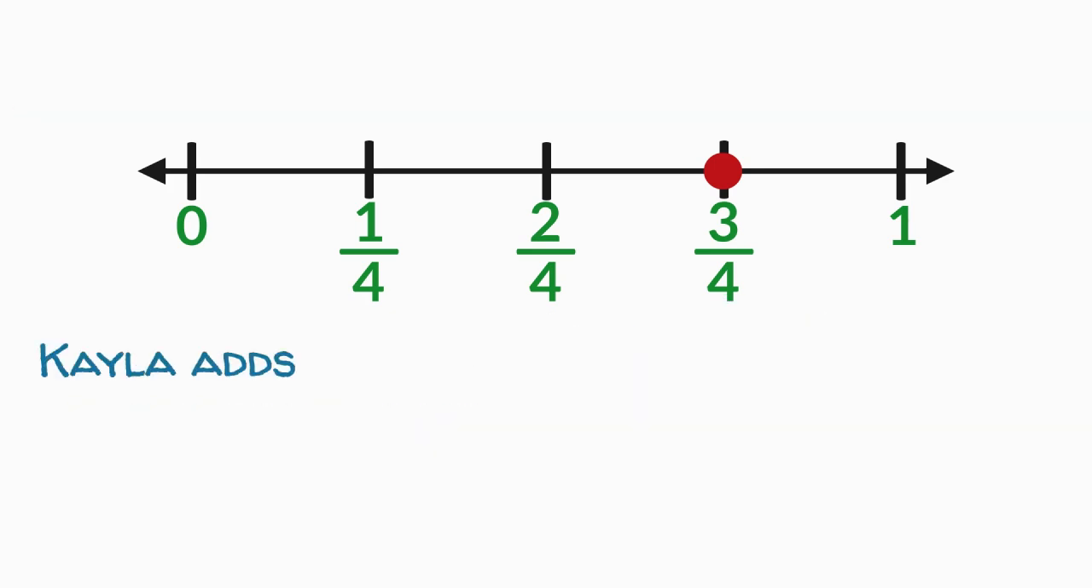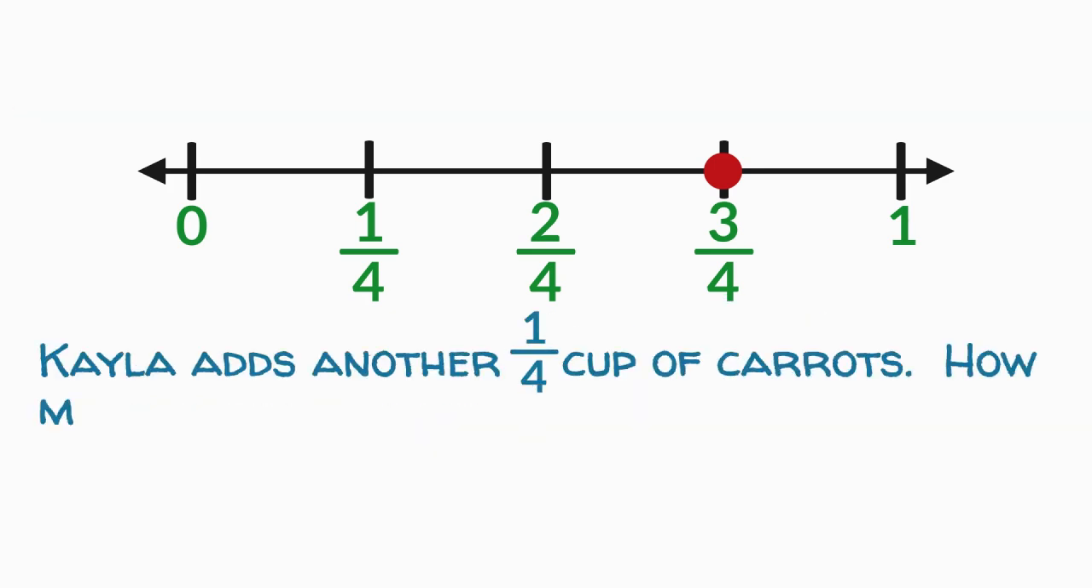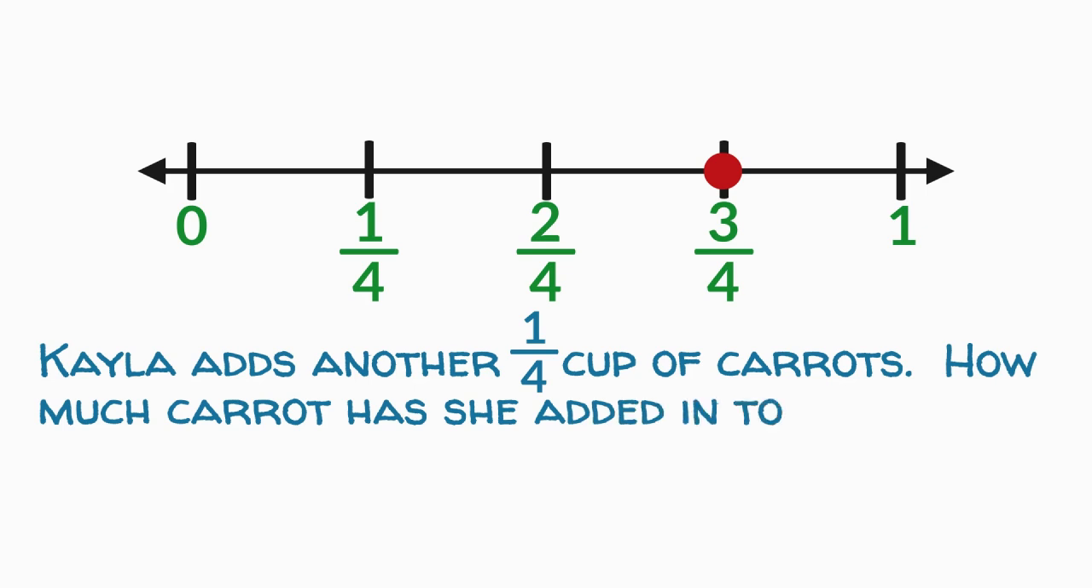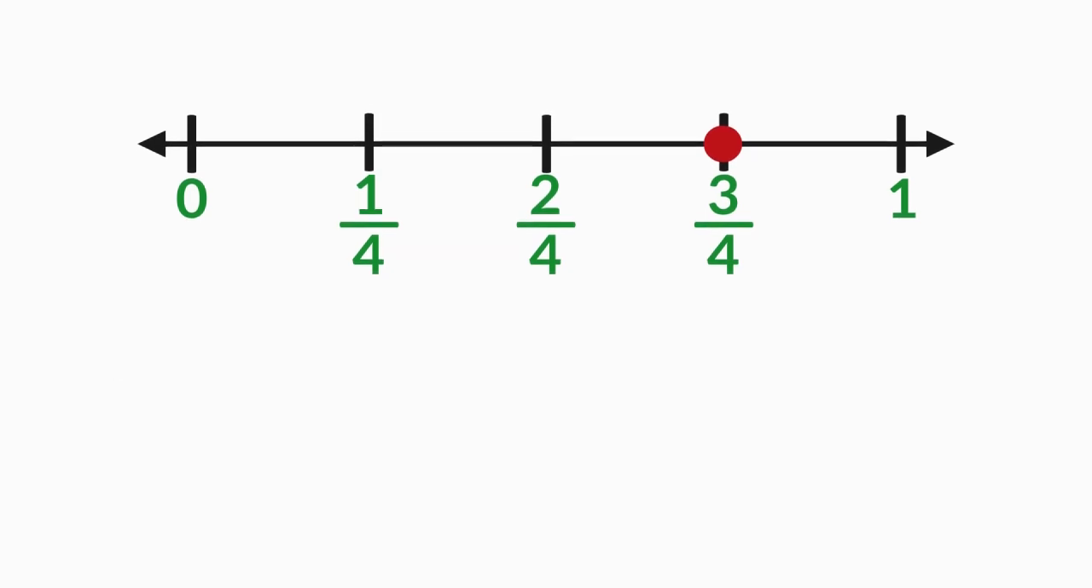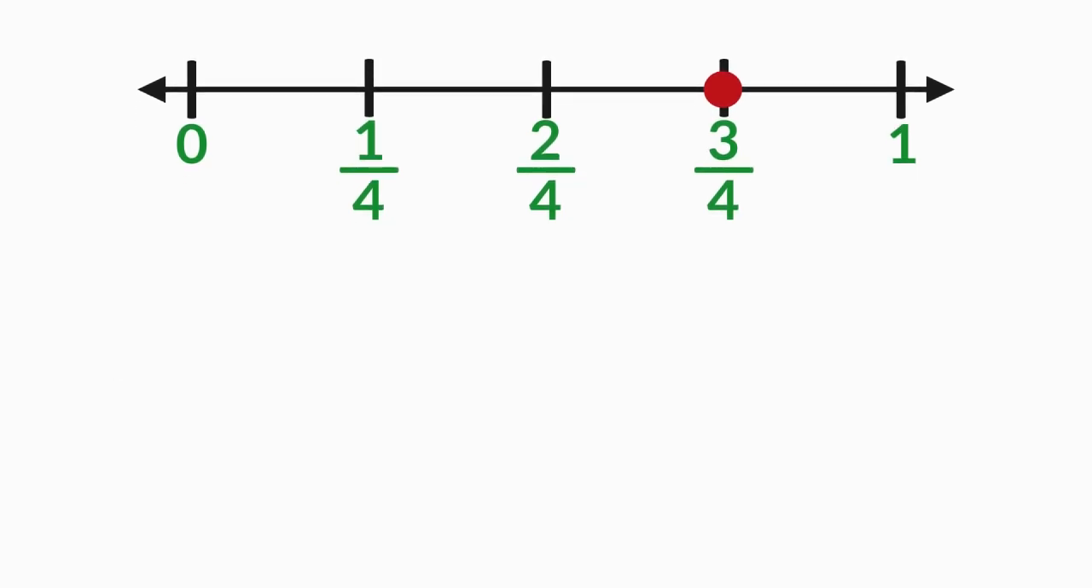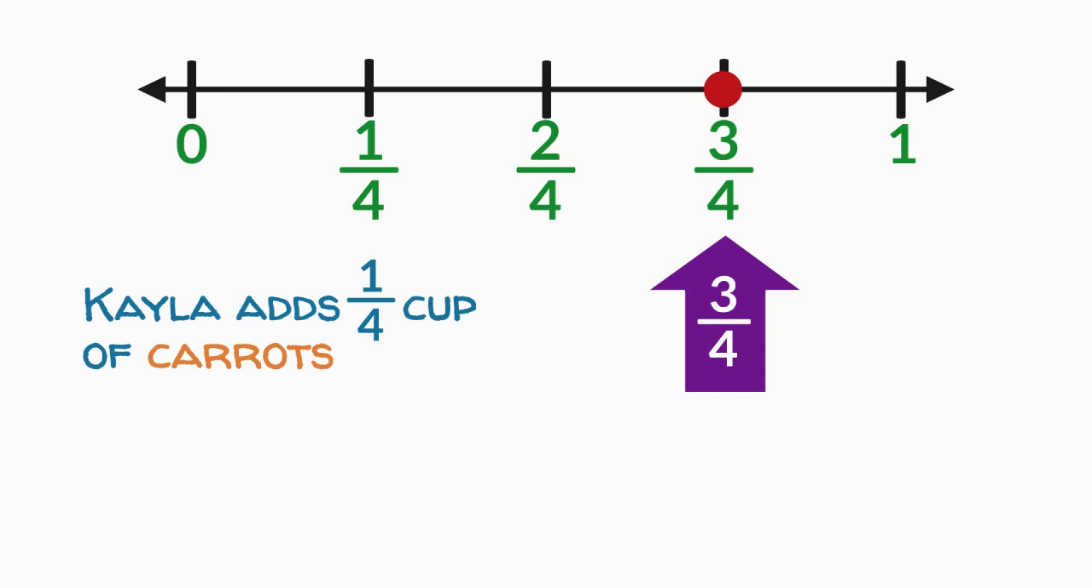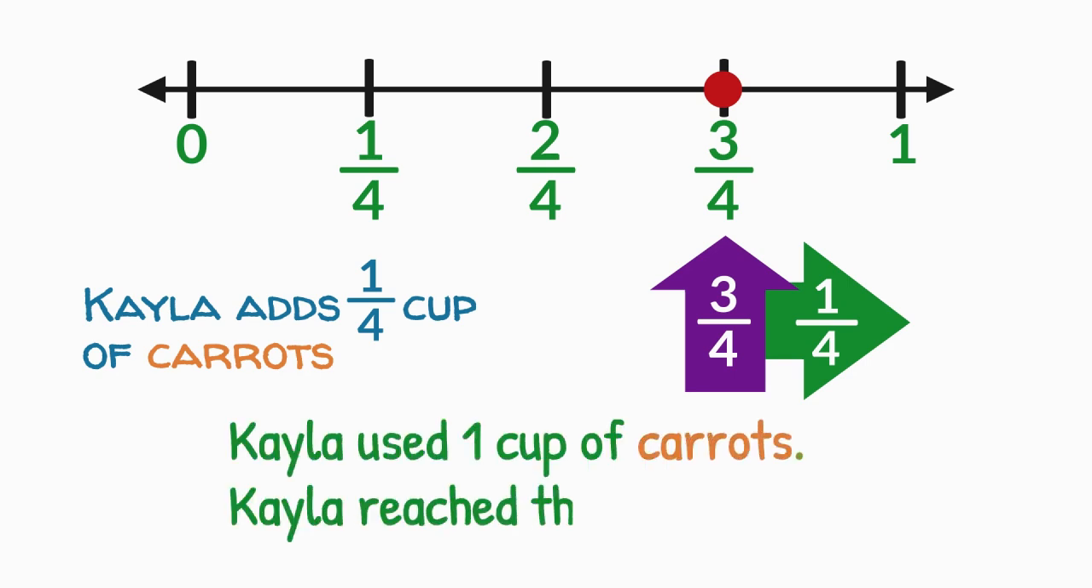Suppose she adds another 1/4 cup of carrots. Now how much carrot has she added in total? Has she reached or exceeded the 1 cup needed? Using the previous number line, she had 3/4 of a cup. Adding an additional 1/4 cup means moving along the number line an additional part of size 1/4 cup. This puts us at the 1 cup mark for carrots. She reached the 1 cup needed.